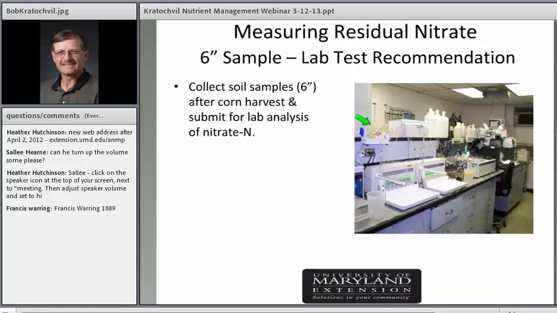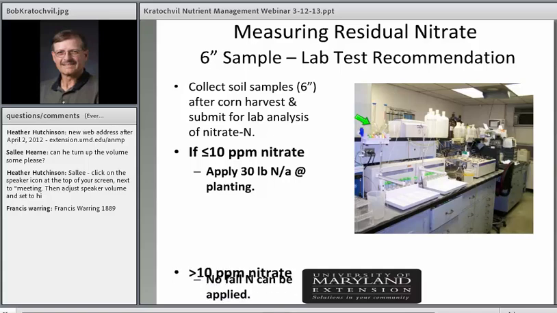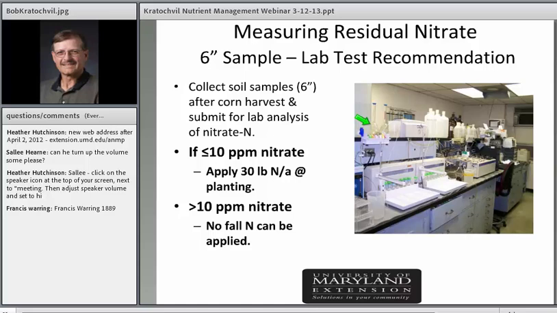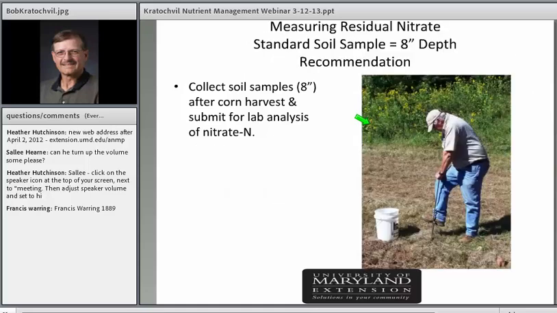So based upon that, we came up with the recommendation, with our lab test recommendation, using the 6-inch sample: if you have less than or equal to 10 parts per million nitrate, apply 30 pounds of N at planting. And if you're greater than 10 parts per million nitrate, no fall N can be applied per the regulation that we currently have. When we were working on this, it was developed as an extension recommendation, and as you can see, what did happen is it did get turned into a regulation for the state.